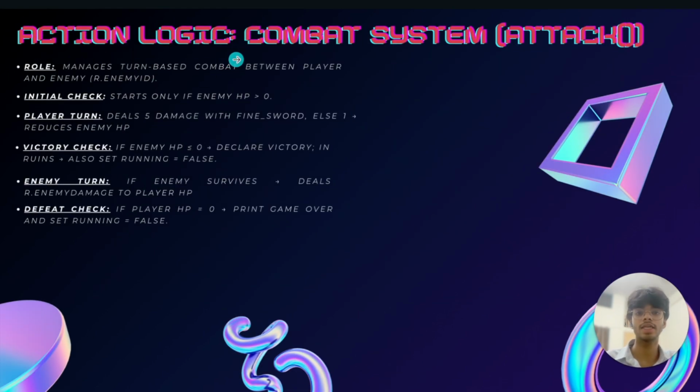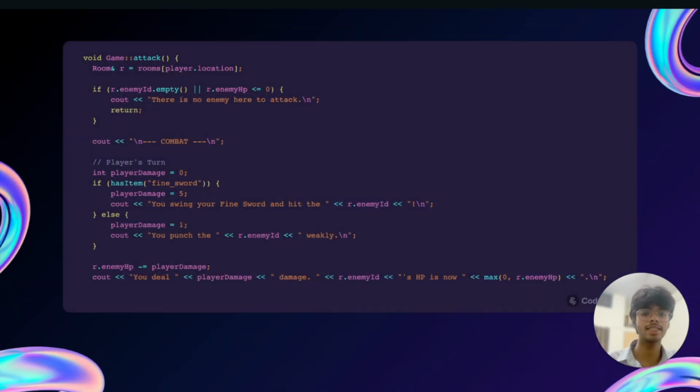Next action logic is the attack function. The attack function is the engine for our turn-based combat. It starts with a vital initial check. If the room has no enemy, or if the enemy is already defeated, which is here r.enemy HP is less than or equal to 0, it prints there is no enemy here to attack, and the function stops immediately. We must only run the combat cycle when a live target is present.